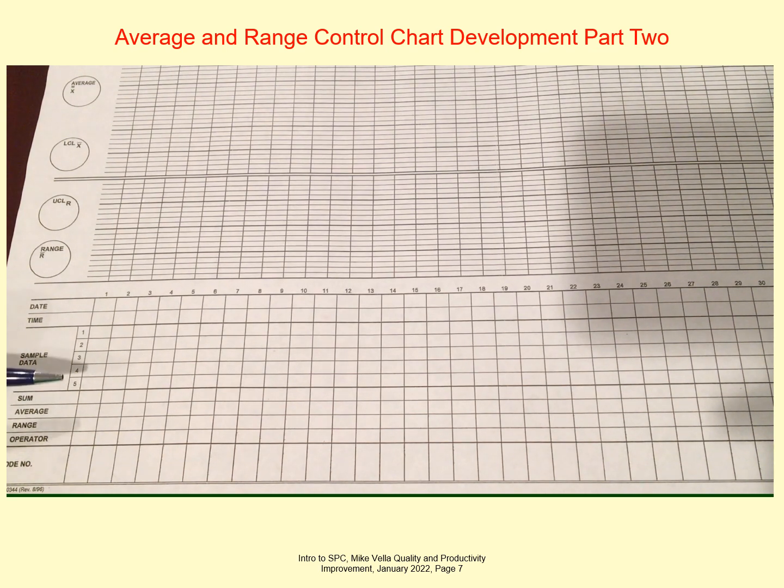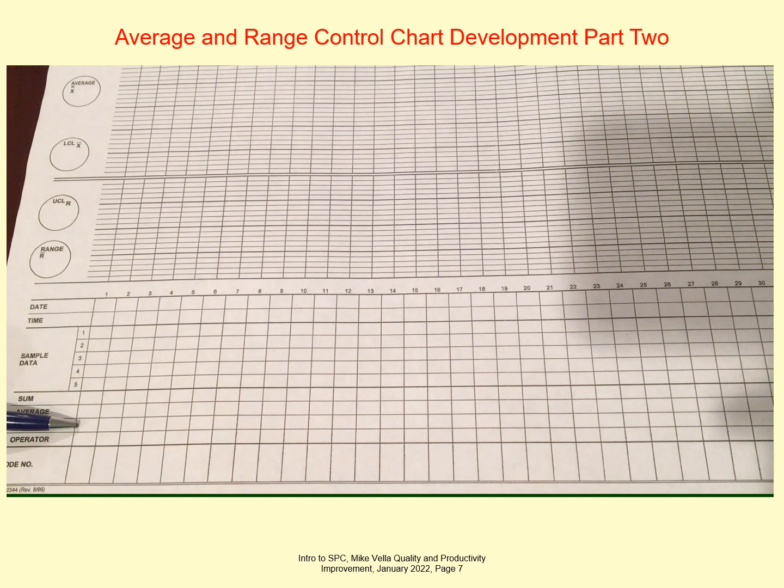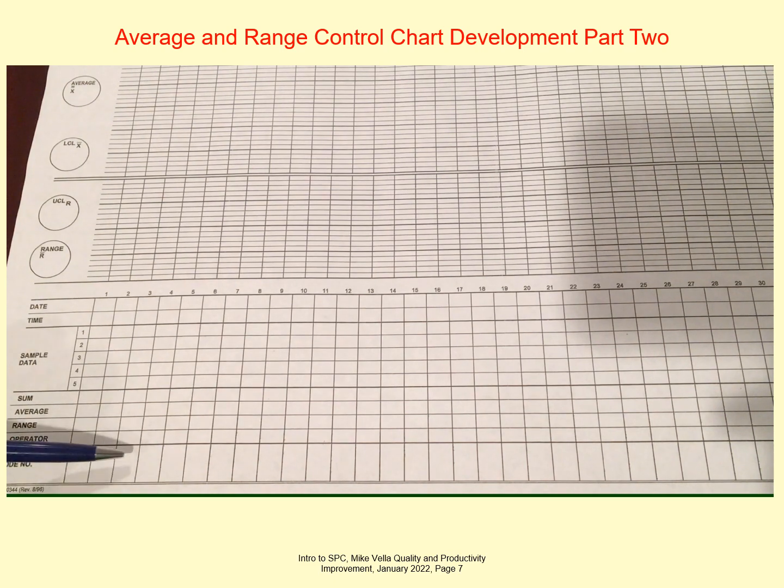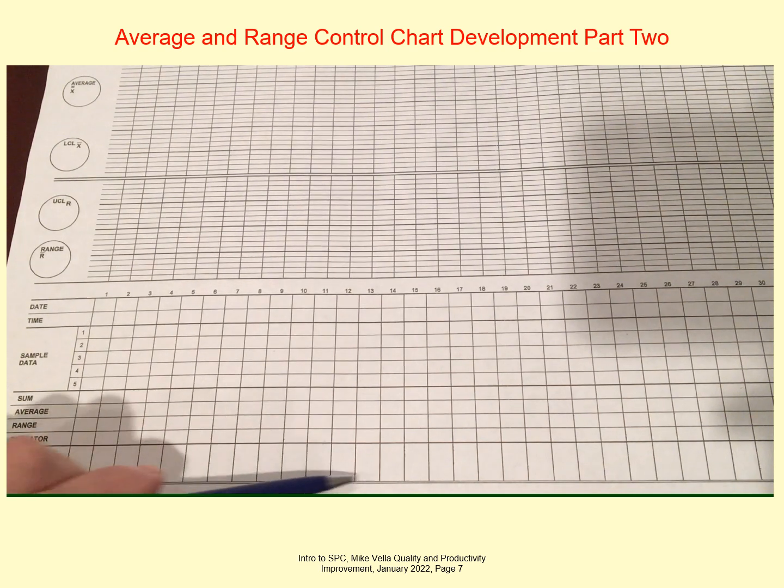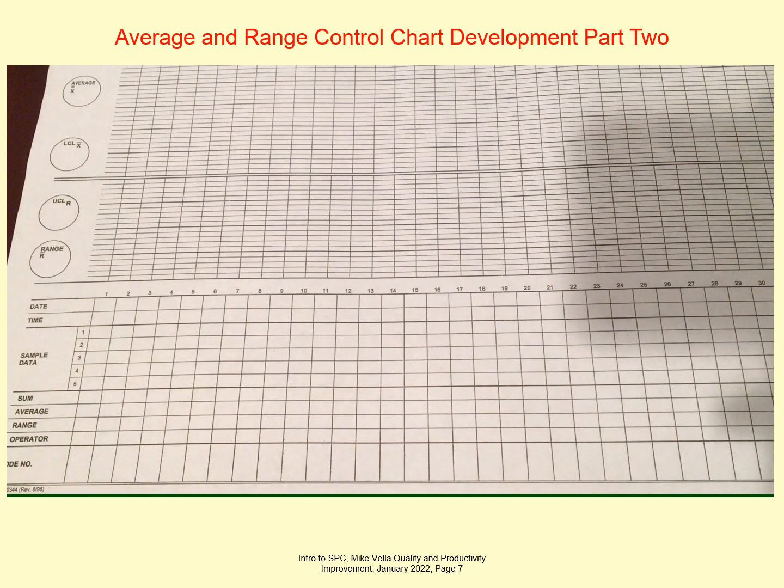Then later on, after we collect all the subgroups, we're going to develop a sum, an average, and then a range. And the range, of course, is the difference between the largest value and the smallest value within each subgroup. And different operators might put their notes, their initials here, and perhaps even a part number here, so that if there are different parts run on the same setup, you'll be able to detect any changes that we make. After that's all done, we'll be plotting the points and then connecting the dots and calculating the control limits as we go along.